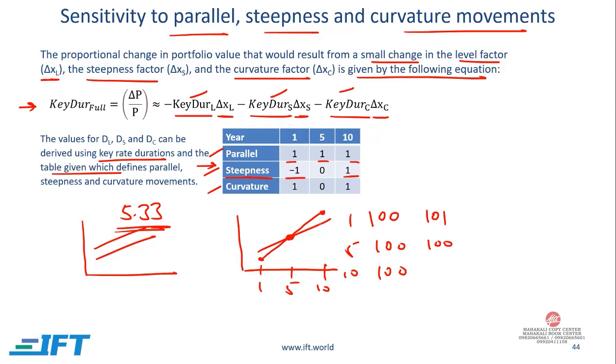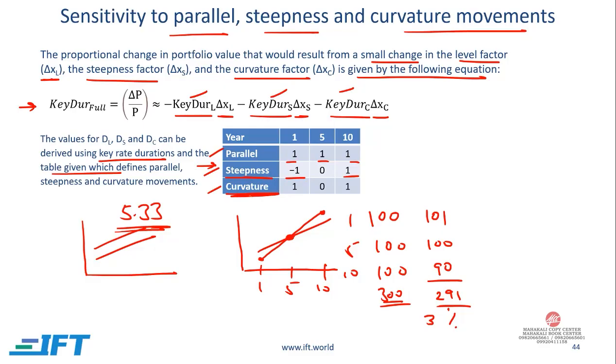What about the 10-year bond? With the 10-year bond, we have an increase in yield of 1 unit, but here the key rate duration is 10. That means the value will come down by 10%. So the value comes down to 90, which means that this portfolio is now worth 291. So from 300, the portfolio has gone down to 91. This is a decline of 3%. So this duration sensitivity or this key duration for steepness is going to be 3.